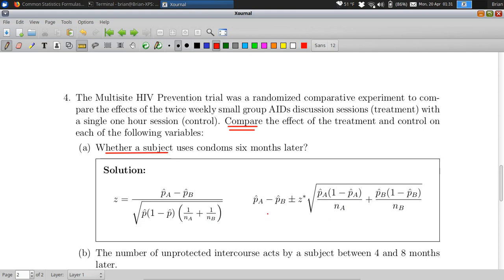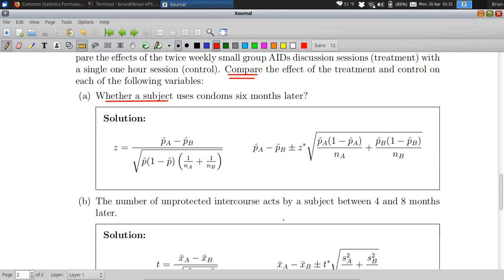So it's a good idea to do both of these two things. Okay, moving on, the next question is the same situation, the same study, but this time the variable they look at is the number of unprotected intercourse acts between a subject 4 to 8 months later. It's a number, and so it's a numerical variable. With numerical variables, you don't need to turn it into a percentage. You just take the numbers and average them.